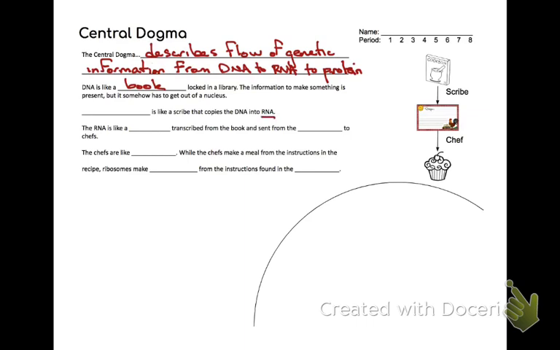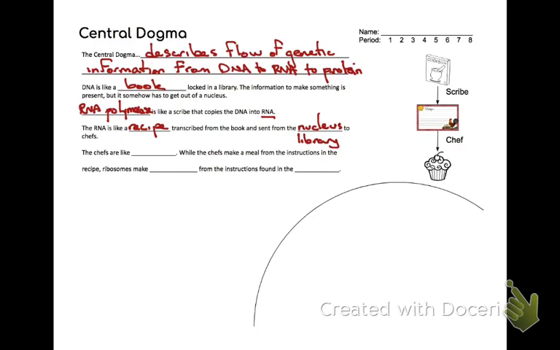Well, that information somehow has to get out of the nucleus, and so the form that it comes out as is the RNA. And in fact, the RNA polymerase is the enzyme that functions like a scribe to take DNA and to transcribe it into an RNA sequence. We said that the RNA is kind of like a recipe from a cookbook. And that recipe is transcribed, and then it is sent from the nucleus, or if we go back to our analogy, from the library, and it's sent out to the chefs.